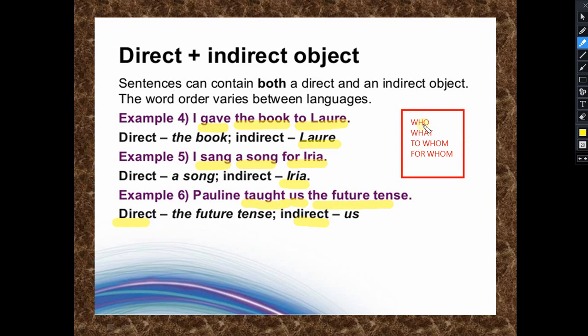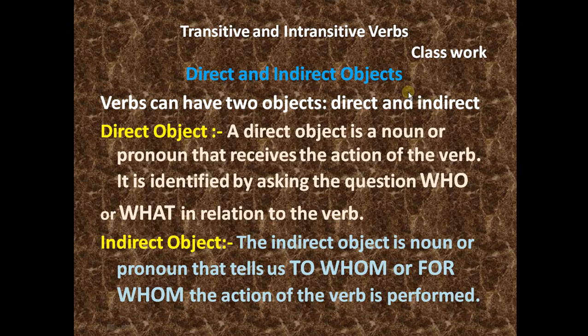We have understood. Keep these question words. Don't forget this one. Who and what, these are the direct object question words, and to whom and for whom, these are the indirect object question words. Okay. So I think we have understood all the things clearly. Fine. Now see the next point.